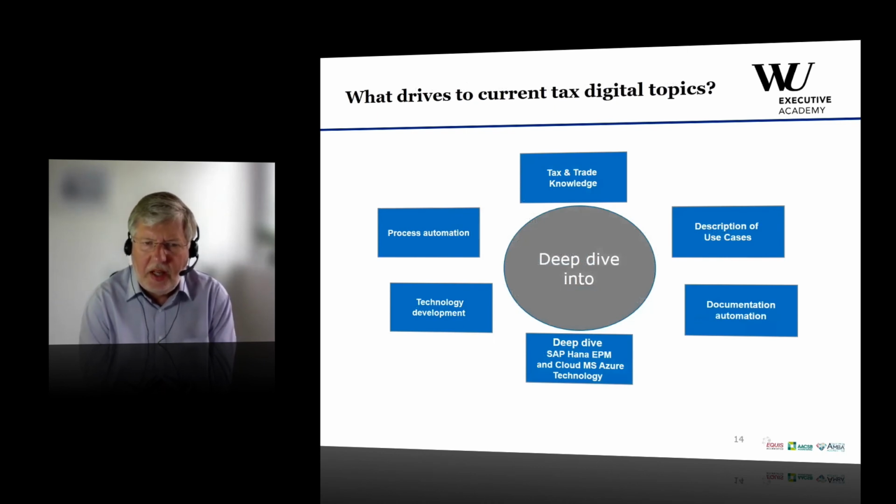So this means we're going to deep dive into tax knowledge, as said, in the description of use cases, in documentation automation. We will hear about Jan's part in process automation, technology selection, and development. And for sure, we will deep dive into some of these tools like SAP HANA, or cloud, Microsoft Azure cloud technology. So we have huge amounts of data.